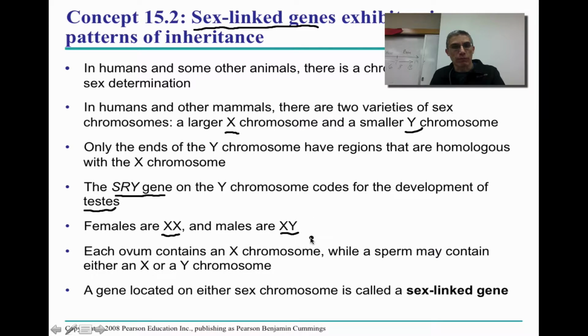As we said, females typically tend to be XX and the representation for males is XY. So each ovum, or sex cell, is going to contain an X chromosome while a sperm may contain either an X or a Y. A gene located on either sex chromosome, as we pointed out in chapter 14 and what we're doing right now, is called a sex-linked gene.